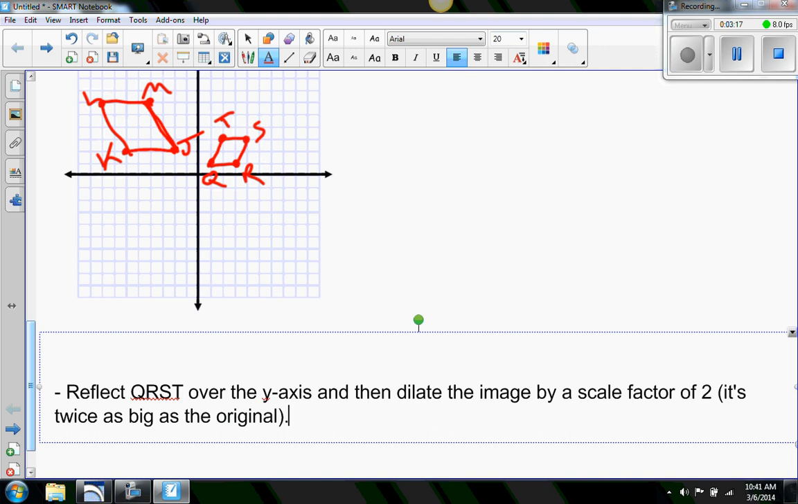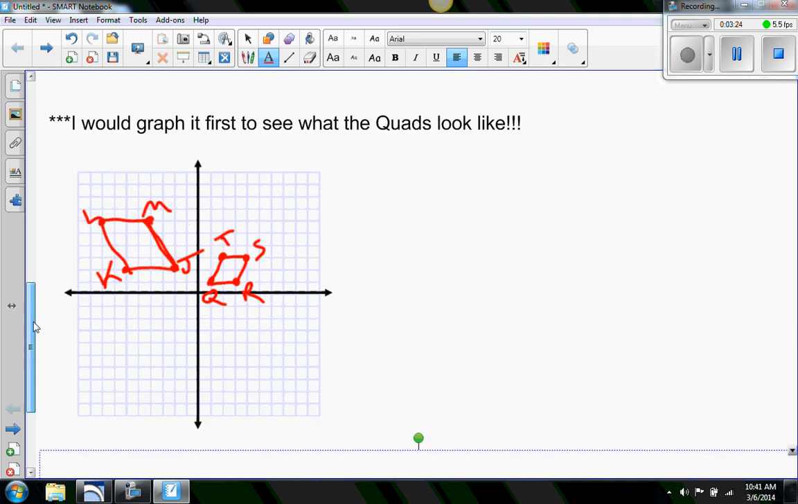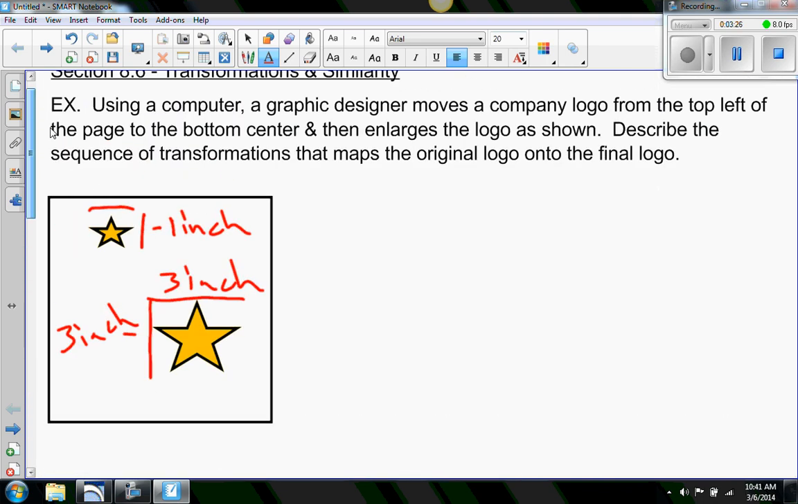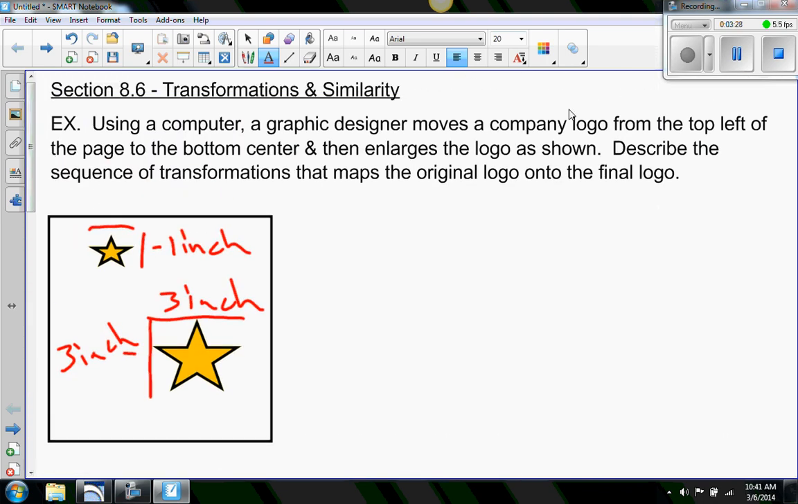Now, these aren't the only types of problems that you're going to have, but I think these two will be enough to get us started with what we're going to be doing in this section. So bring that knowledge with you, and we'll talk about it more tomorrow.